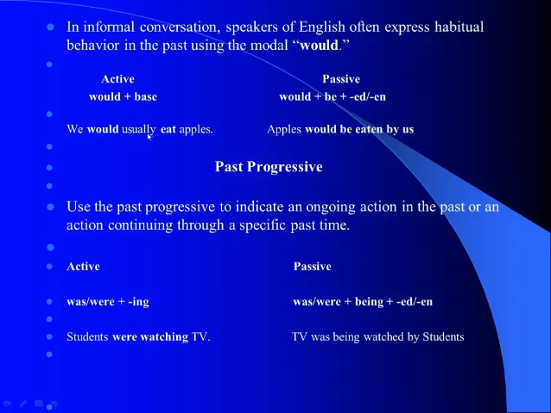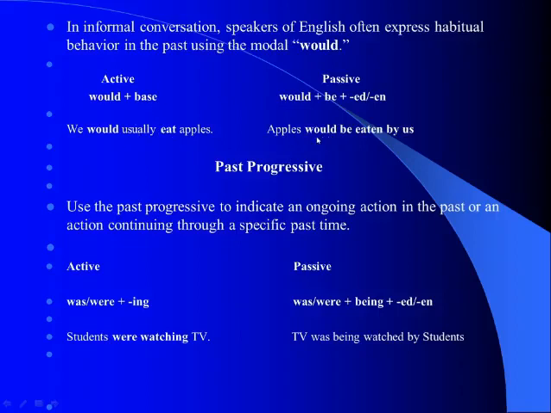So wherever you are saying "would", you must use "be" with the word "would". We would usually eat apples. Apples would be eaten by us. This "usually" is not so important here, because I already told you "would" shows a habitual action. So "usually" is also an indication of habitual action, so there is no need of using this "usually".